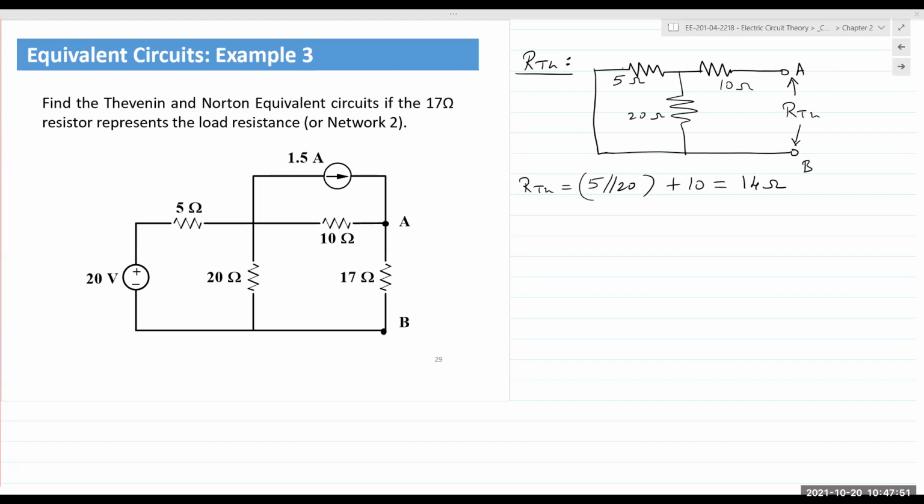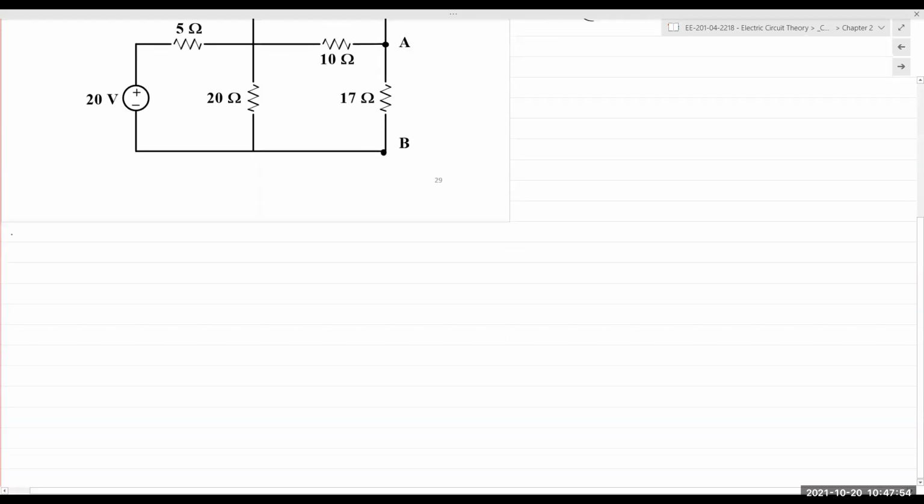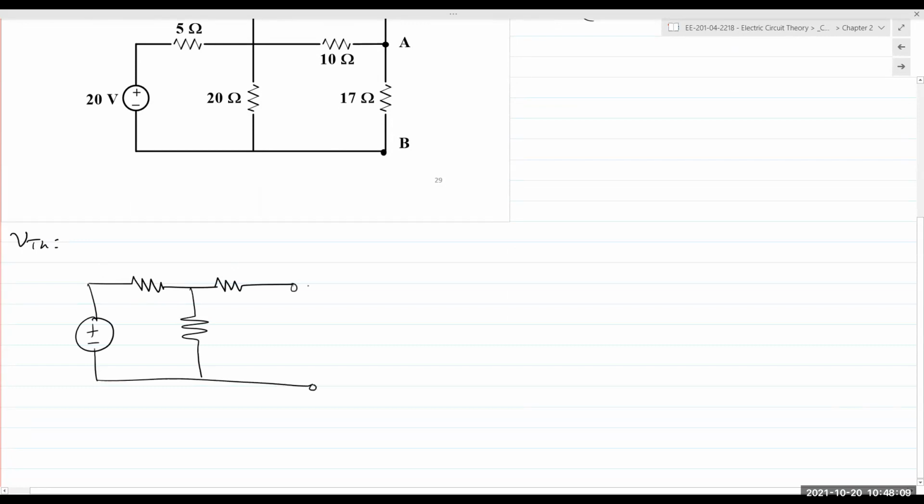So for Thevenin voltage, you redraw the original circuit. Everything is back in its place. Again, remember, you only remove the sources when you want to find the Thevenin resistance, not for anything else. So 5, 20, 10, and now you, of course, also have the current source, 1.5 amps. All right.